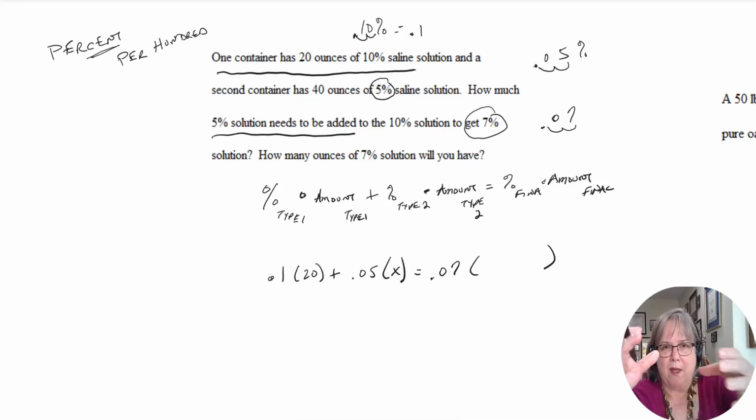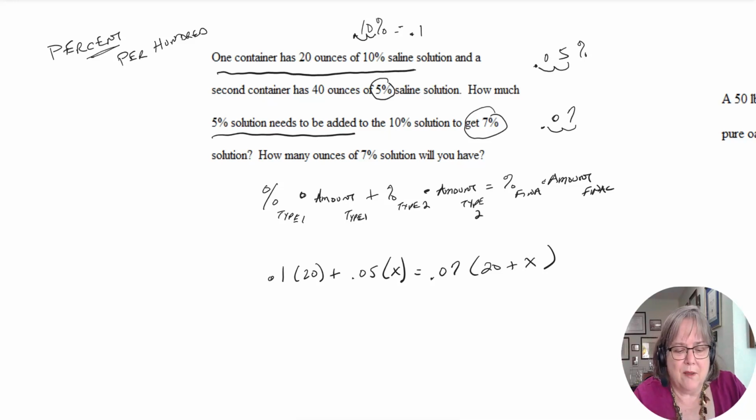Now remember, we had 20 ounces, right? We're going to pour X ounces in on top of it. How much do I have together? I have my original 20 plus whatever X I poured in, right? So does it make sense? I have 10%, 20 ounces. I add in 5%. I don't know how many ounces. That's what I'm going to figure out, because I want 7% of some total after they're both in the beaker.